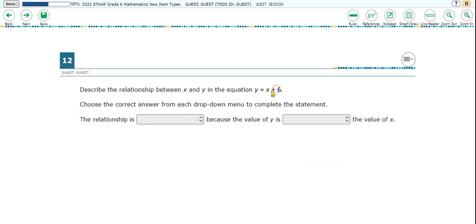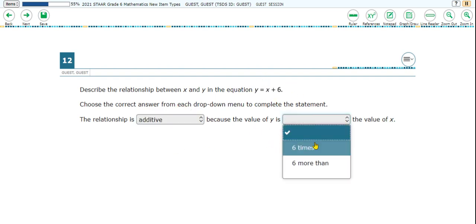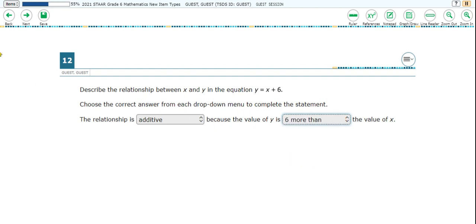This is an additive relationship, x plus 6. And x plus 6 means 6 more.